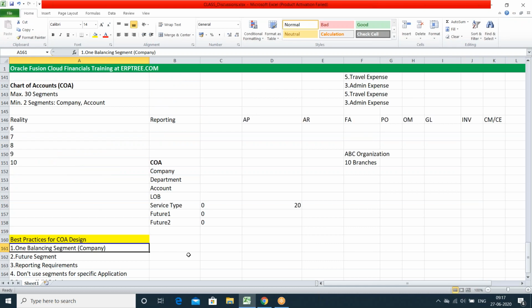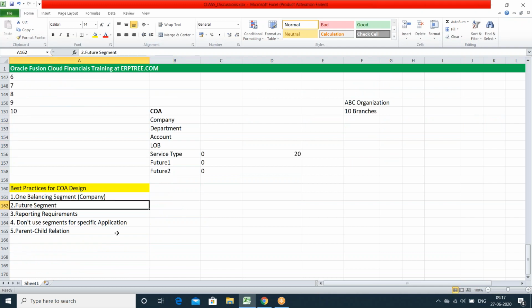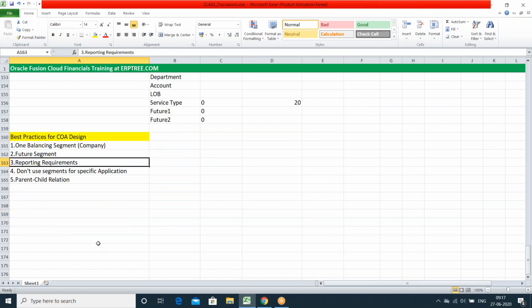Out of all the segments, you have to choose one as a primary segment, at which level you want to balance the transactions. Future segments we should recommend to the client. The chart of accounts which you are designing should meet the client's business reporting requirements. And don't use segments which would be specific to an application.